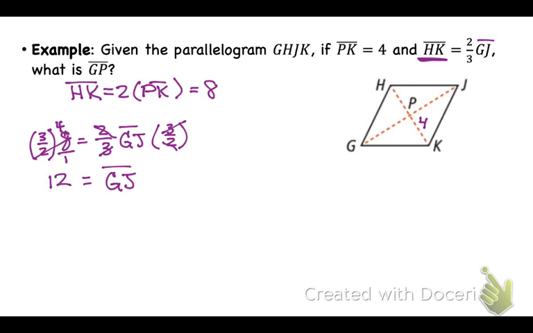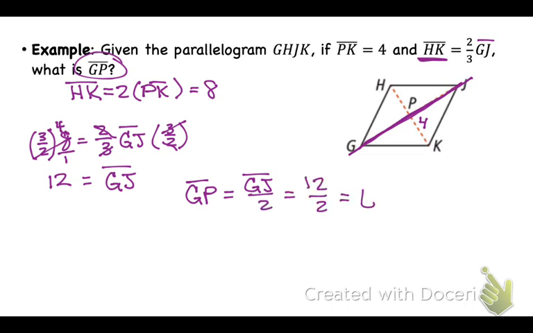So I know that GJ is what? 12. So how can that help me find GP? 12 divided by 2. GP is going to be GJ. You're right, Cooper. Divided by 2. So 12 divided by 2 is 6.